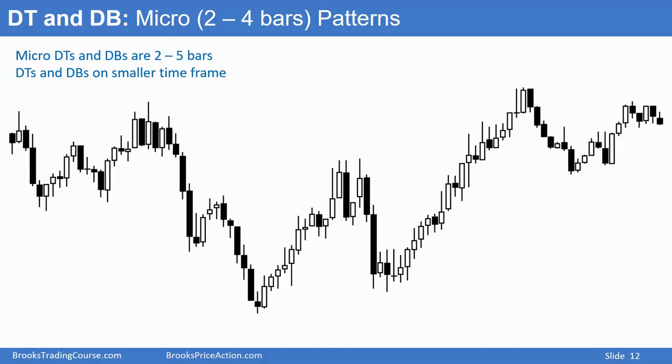I use the term micro double top or micro double bottom for a double top or a double bottom that has only 2, 3, 4, 5 bars on it. On a smaller time frame chart, you could have 10 or 20 bars and be a regular double top or a double bottom. But on this chart, if I see a double top or a double bottom that is 4 bars or less, I call it a micro double top or a small double top.